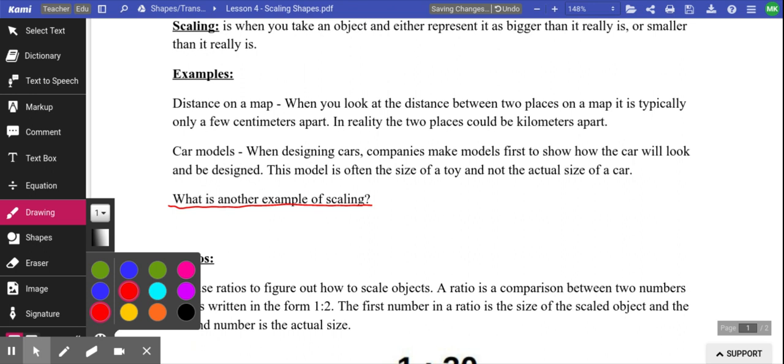Fantastic. Hopefully you came up with something. When scaling objects, we have to have a way to actually do it properly. So for instance, if I wanted to scale an entire car, I have to scale the tires at the same rate at which I scale the door, the windows, and the hood of the car. Otherwise, I'd have a very funny, misrepresented looking car.